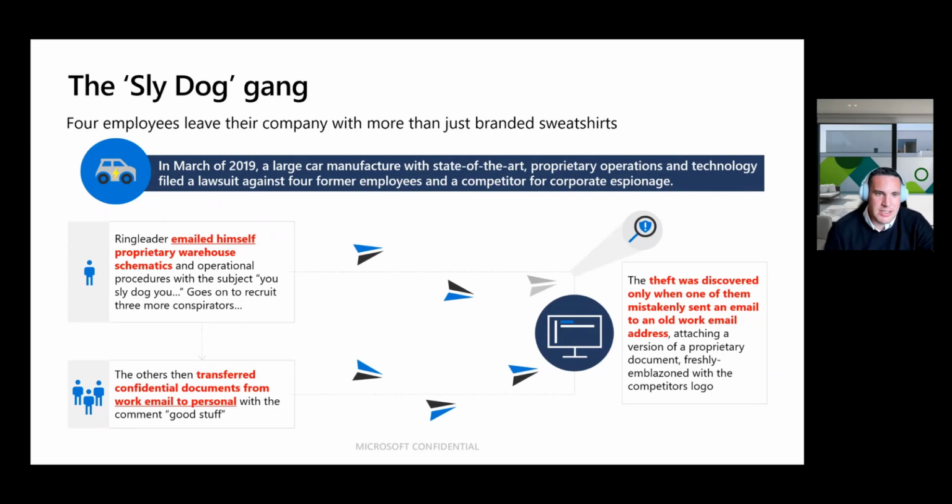I always reference the Slide Dog Gang example. This is where 4 employees left a large car manufacturer to go to a direct competitor. However, before they left, one member stole proprietary information and trade secrets, all sent externally via email with the subject line, "Use Slide Dog." The stolen information helped the competitor leapfrog past years of R&D work, and this meant they were able to go to market with a similar product at a much faster pace. They were only caught because one of the gang members sent a proprietary document to their old email address with the new competitor's logo on.